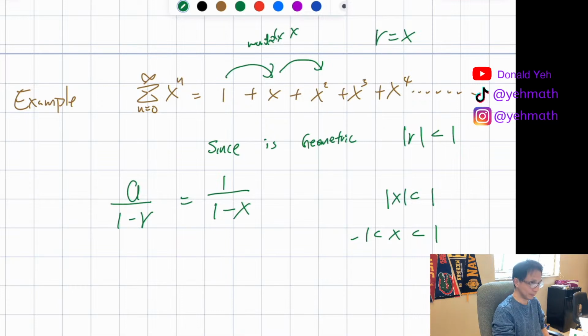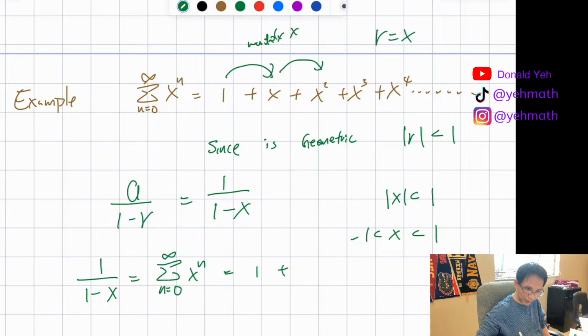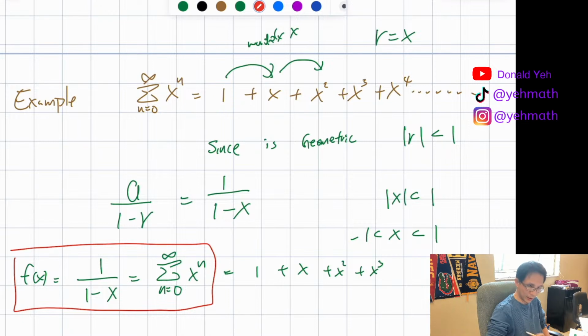So this means 1 over 1 minus x is equal to the summation of n equal to 0 to infinity of x to the n. I'm just going to write out the other side: 1 plus x plus x squared plus x cubed. But this is known as f of x. Now this part starts forming the connections.